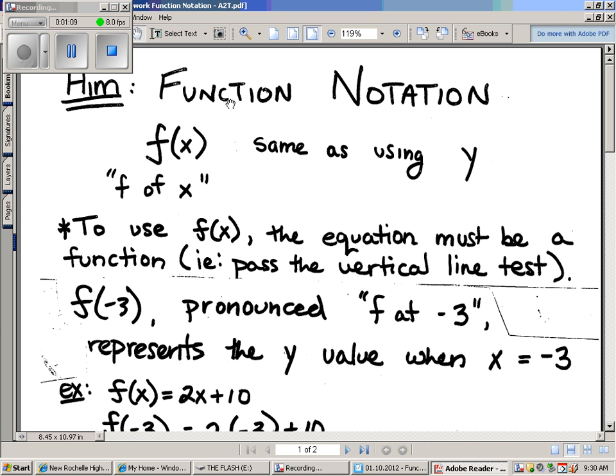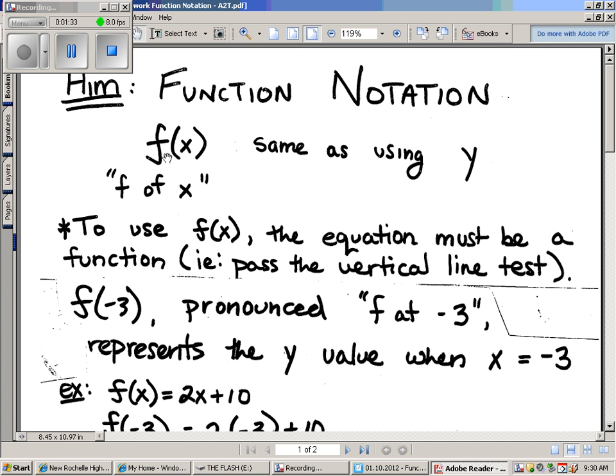If you see an equation with function notation, like an f of x, and we don't have to use just f, we could use g, h, i, j, k, l, m, n, o, p, q, r, s, t, u, v, w, x, y, z. You could use all of them, right? Even a, b, and c, right? If you see function notation, it's a function.